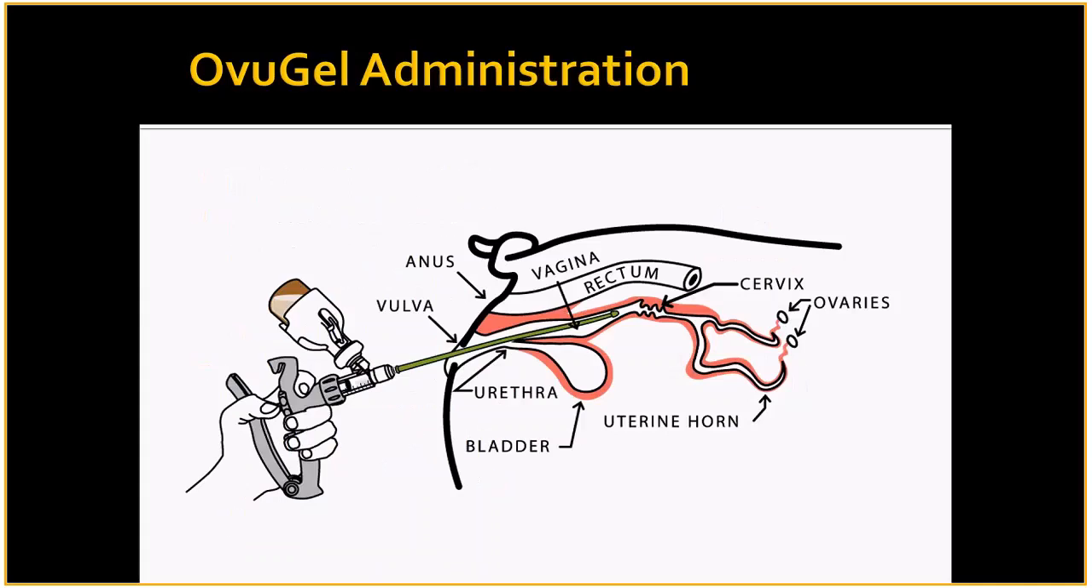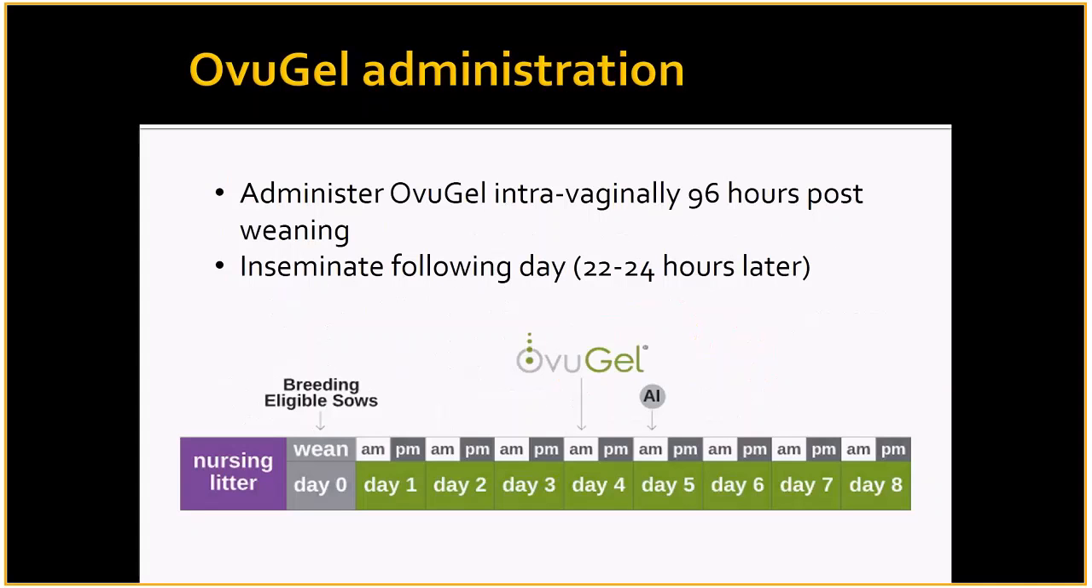Here's just a picture that's on the website of this. They have their own special administration tool to deposit the gel. It's an intravaginal administration, depositing the gel right at the base of the cervix. So intravaginally, you're going to do it 4 days post-weaning, and then you're inseminating 22 to 24 hours later, so the next morning, and you've got to be really tight about that because this is timed ovulation.